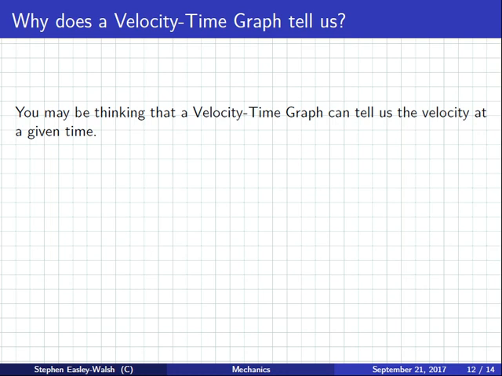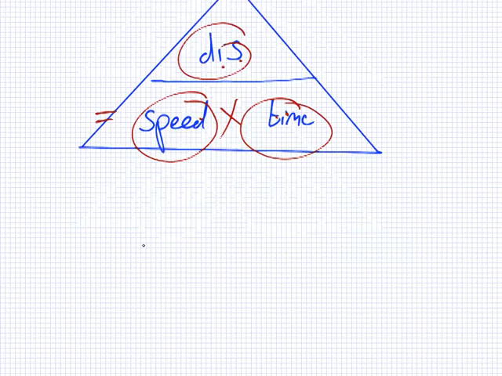The velocity time graph actually tells us a lot. You might think it only tells us the velocity and it only tells us the time. That's true. However, it can tell us much more. Let us see. Okay, so you might want to write this down. What I'm about to write, it's useful.